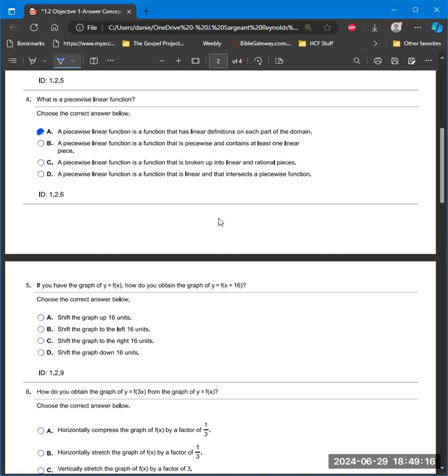If you have the graph of y equals f of x, how do you obtain the graph of y equals f of (x plus 16)? You would shift the graph 16 units to the left. That's B.